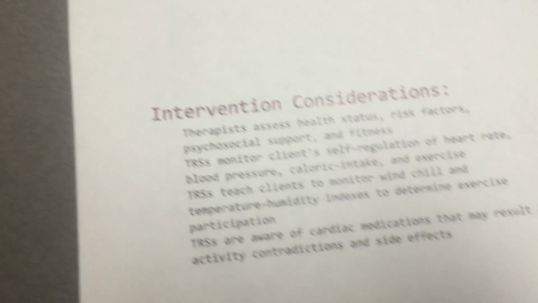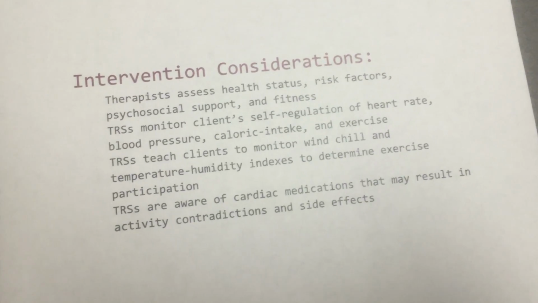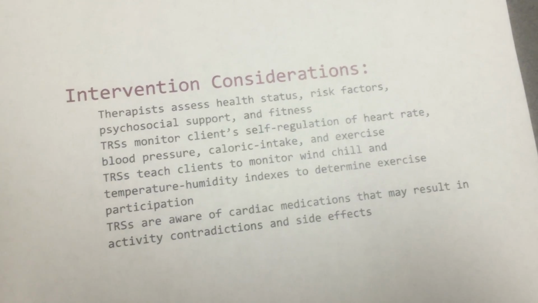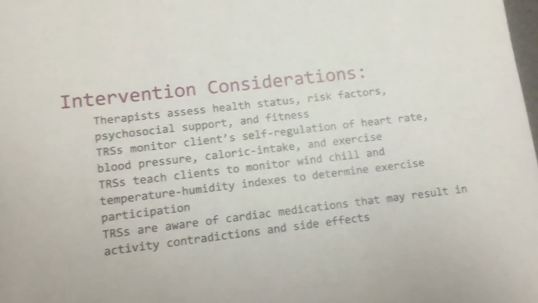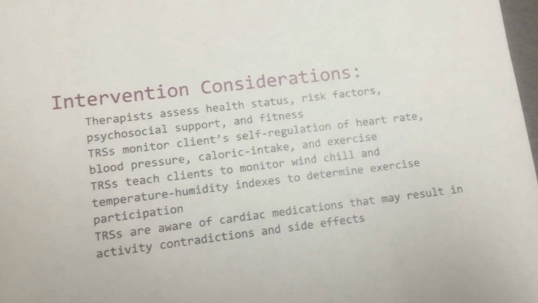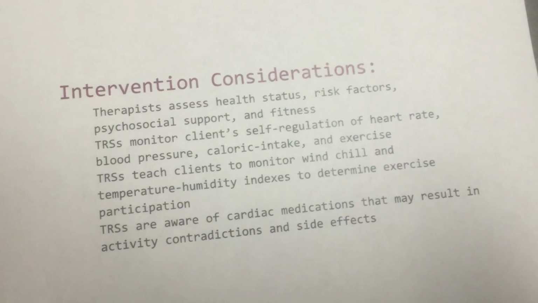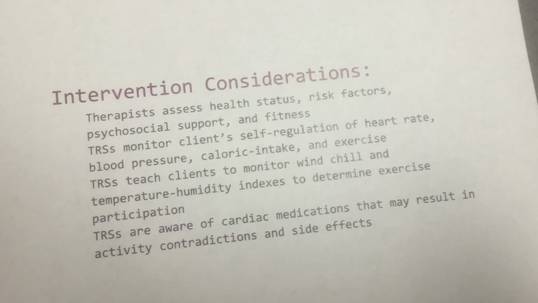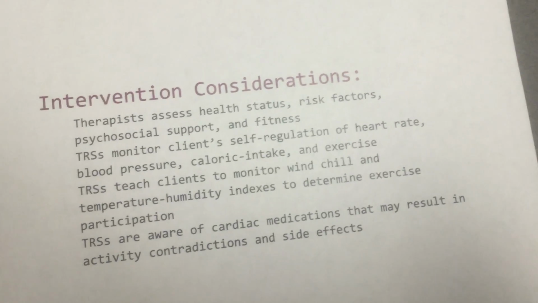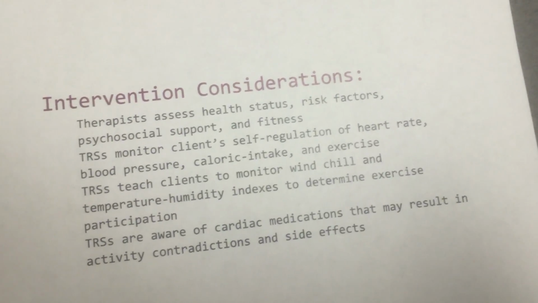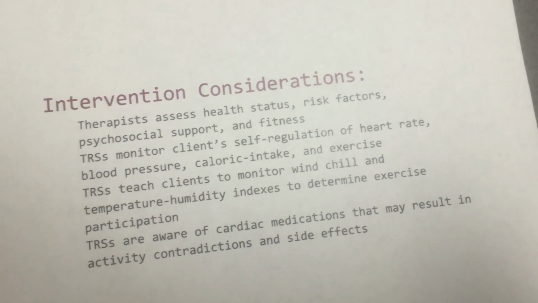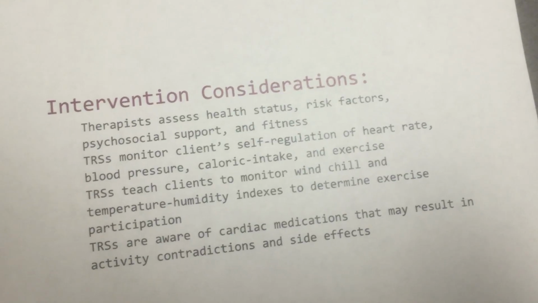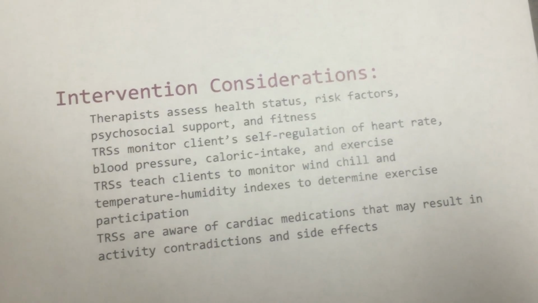And then down at the bottom, we have some intervention considerations. As a TRS, a lot of what you'll be doing is helping the client to monitor their own progress so that they will be able to function on their own. But you'll want to be aware of any cardiac medications that could result in activity contraindications. You'll also want to be sure to assess the health status, fitness, and psychosocial support for the client.